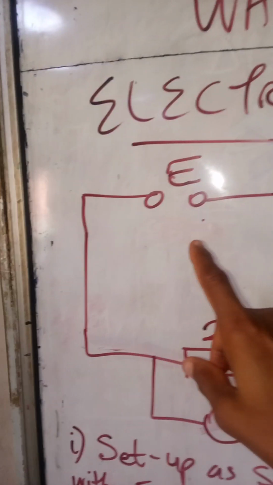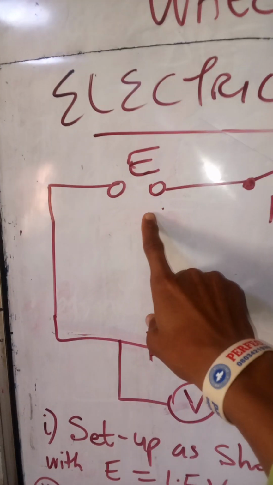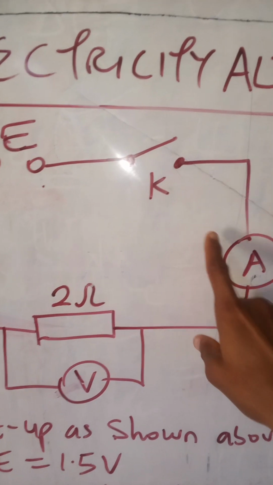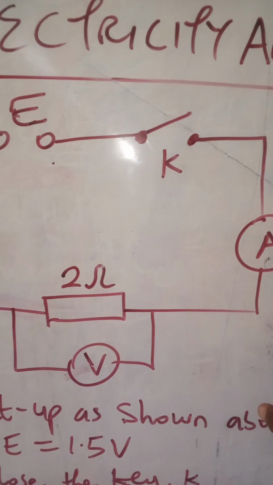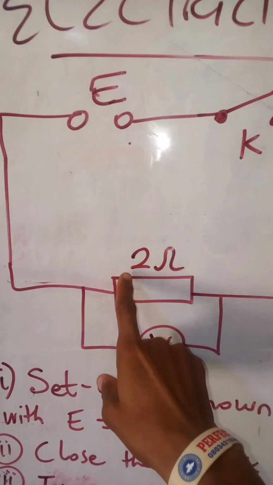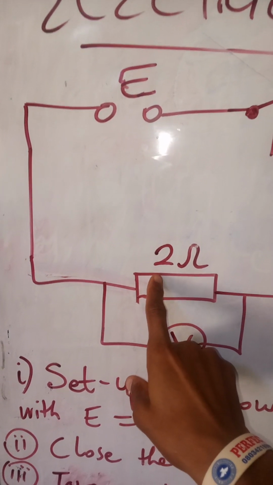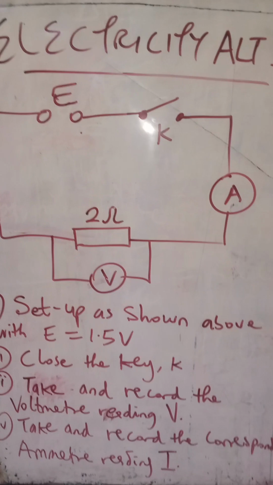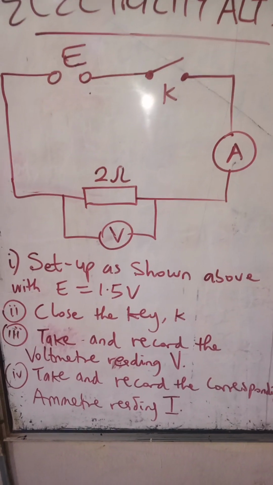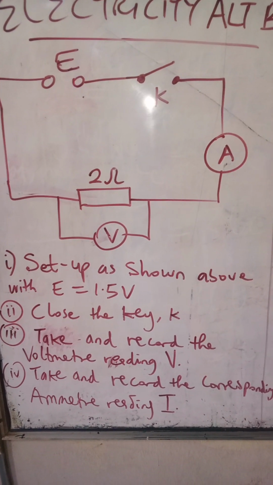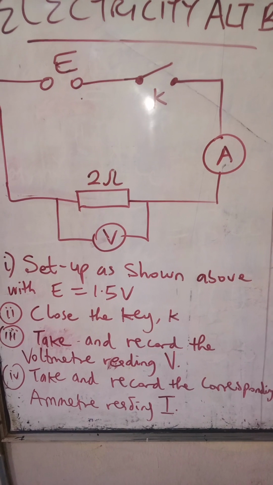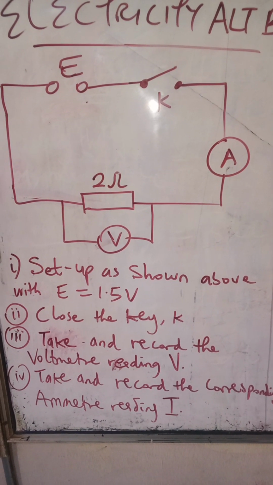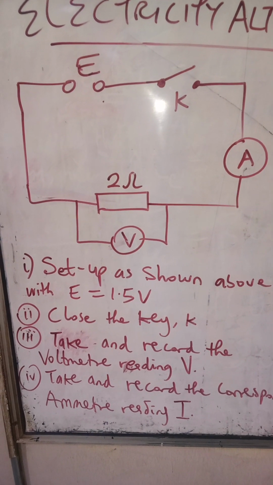This is a cell of EMF, the key, all in series, the ammeter in series to the resistor in series, but the resistor will be in parallel to the voltmeter. That is the circuit diagram. That's the question. Set up as shown above with E 1.5 volts. So the first cell will be 1.5 volts.